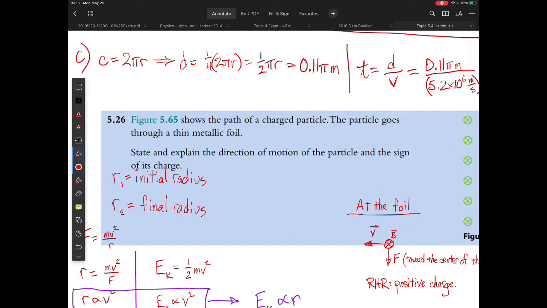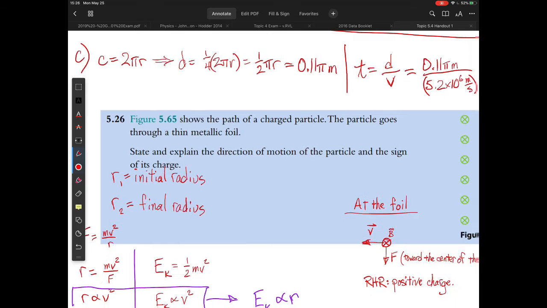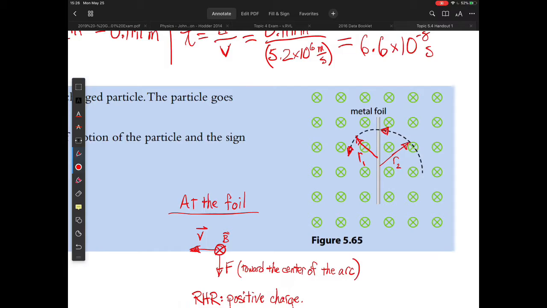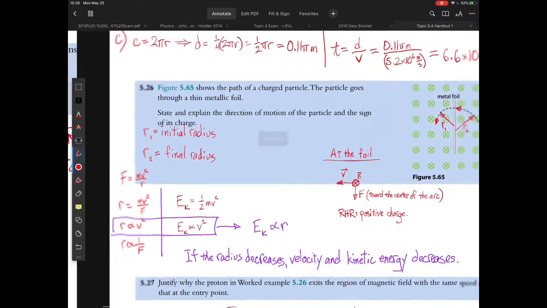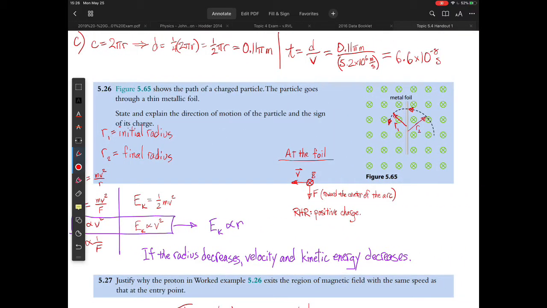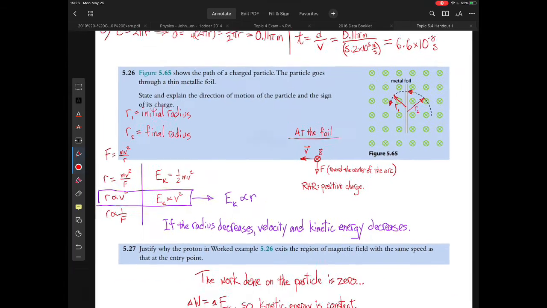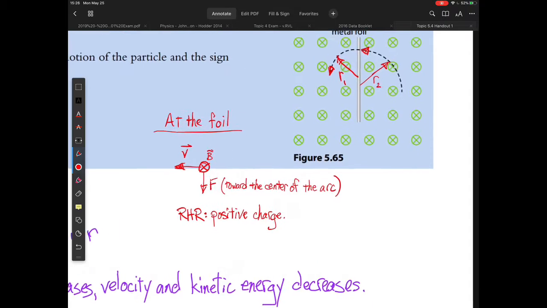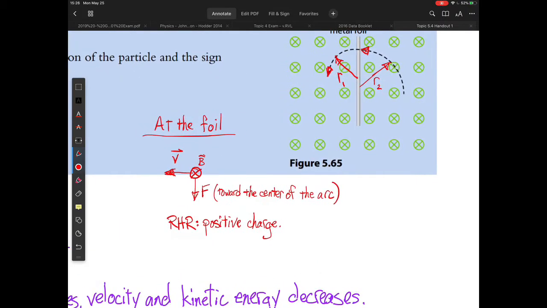5.26 shows the path of a charged particle, and the particle goes through a thin metallic foil. So state and explain the direction of motion of the particle and the sign of its charge. So first thing we need to do is define the initial and final radius. So we find the direction by, again, using a right-hand rule, and our right-hand rule will give a positive charge.